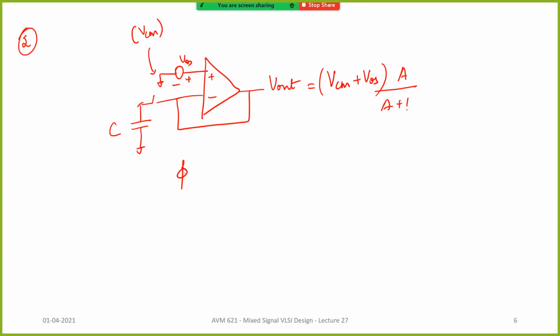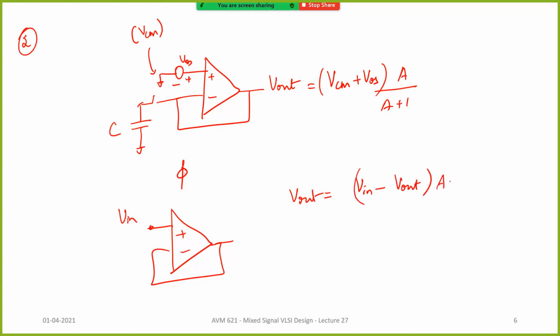Like if you have a signal, let's say there is some Vin and you have a unity gain feedback, so Vout can be written as Vin minus Vout into A. Right? So Vout can be written as Vin into A divided by 1 plus A. So Vout by Vin can be written as what? A by 1 plus A. Correct. So depending on the open loop gain, which is why we always try to keep a very high open loop gain for our op amp for all these unity gain buffers, right?